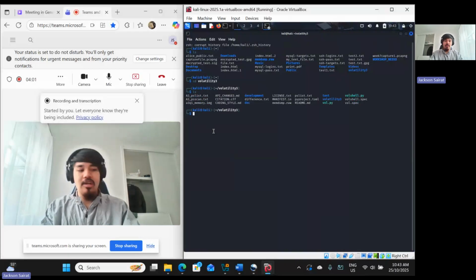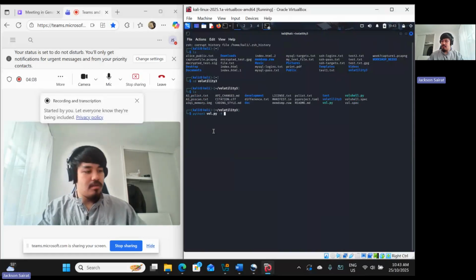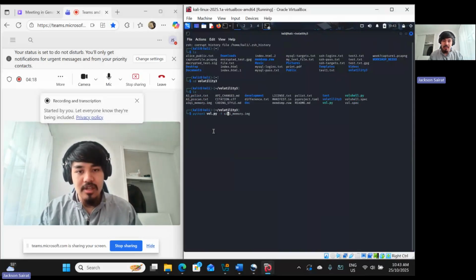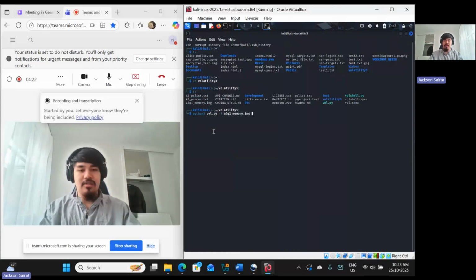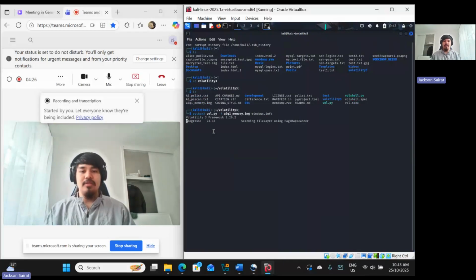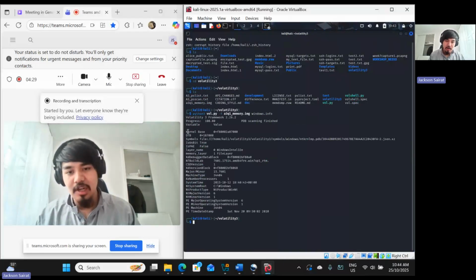Okay, to get the basic information of a memory dump, for example, A3Q1 memory.image, that's the memory dump we're working with right now, we use the command python3 vol.py -f, and then the name of the memory dump, which is memory.image. We got it wrong here. There we go, memory.image. And then we use windows.info. With that, we'll get basic information of the memory dump.